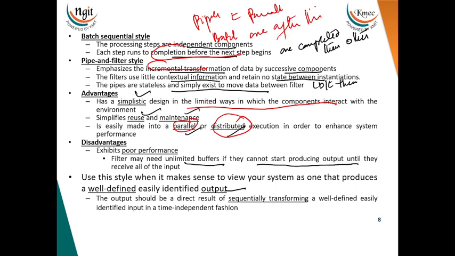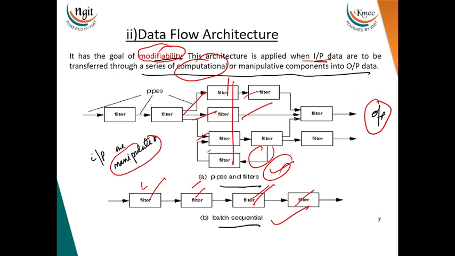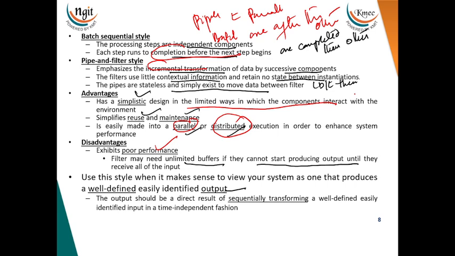one after the other, correct? Disadvantage: they exhibit poor performance, as there are a number of buffers, and there may be a need for an ultimate buffer, a buffering zone in between. They cannot produce output until they receive all the inputs. They cannot give output 1, 2, 3. Once they receive the input, then only is the output performed, correct?